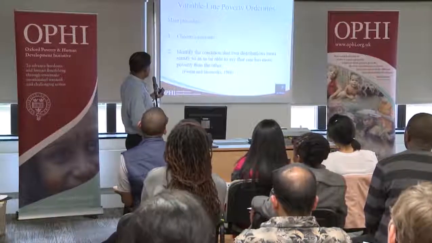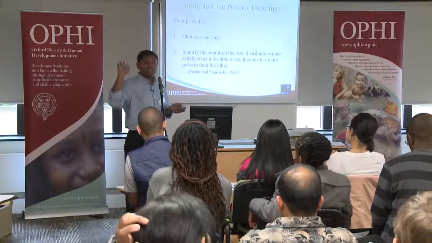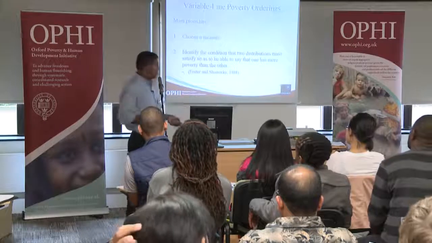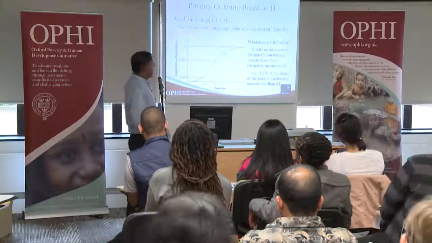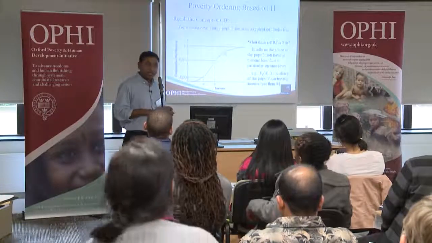The main procedure: choose a measure, identify the condition that two distributions must satisfy so as to be able to say that one has more poverty than the other. This is the variable line one. You choose a particular measure and then you use different poverty lines to see if we can make any particular statement about these two distributions. And this is what we are going to use. Remember, we spoke about it at the beginning, right?